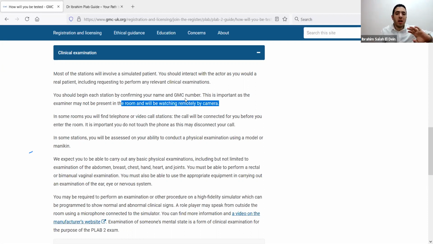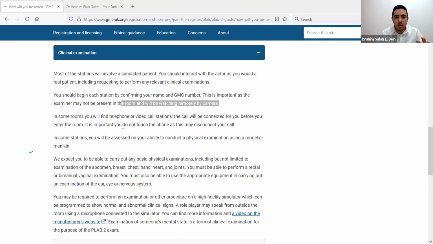Don't look to the camera at all. Interact with the role player. In some rooms, you will find the telephone or video call station. Nowadays, in the new buildings, they are starting to bring in this video call station. The call will be connected for you before you enter the room.